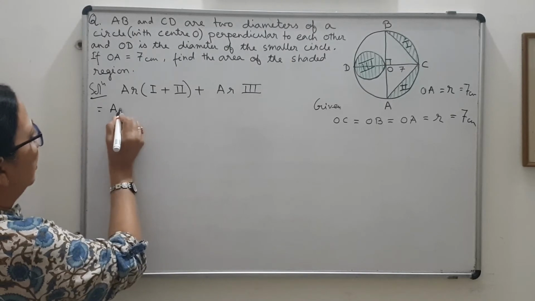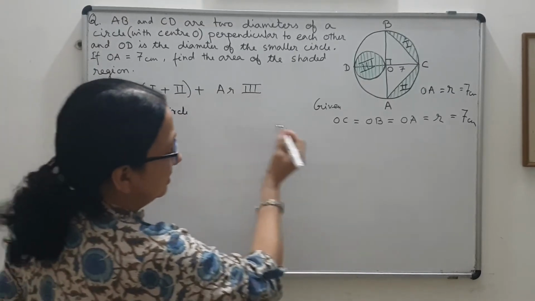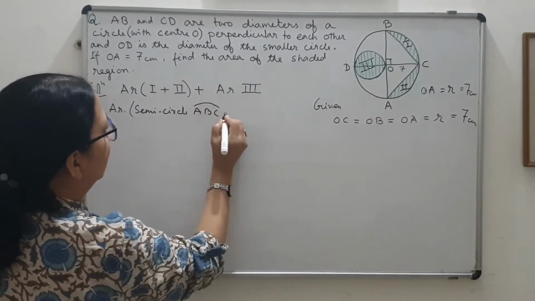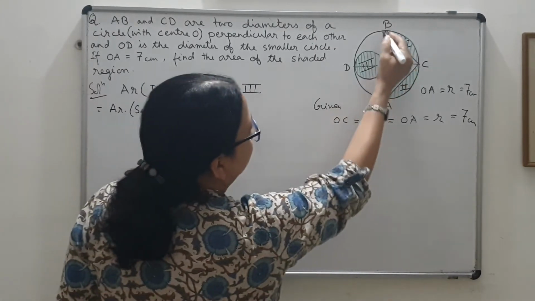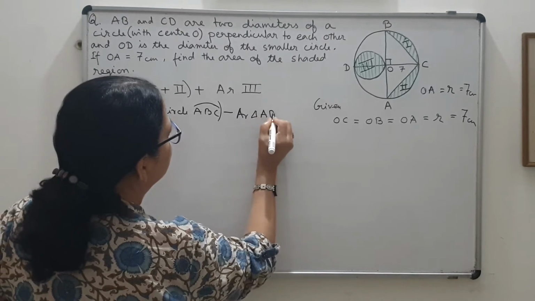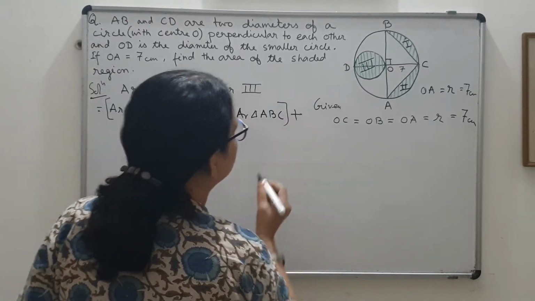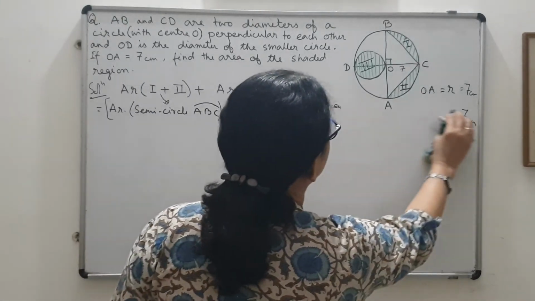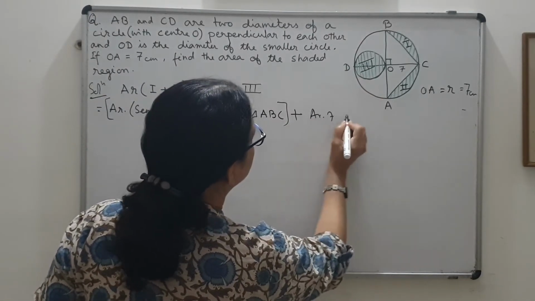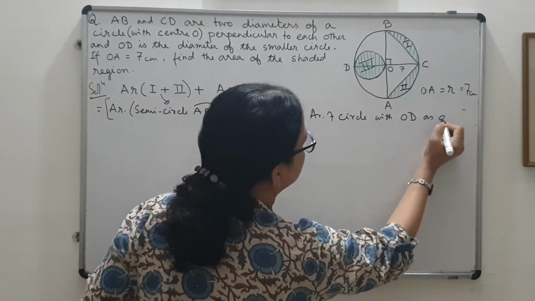This is nothing but the area of semicircle ABC, minus the area of triangle ABC. Let me write the area of triangle ABC. This is this part, this one. Then plus, let me erase this one. Plus the third part, which is nothing but the area of the circle. This is the circle area, the area of the circle with OD as the diameter.